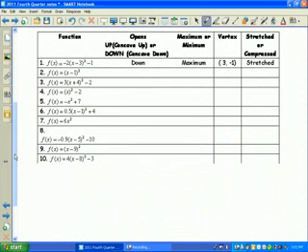So quickly, as a refresher, if you had a parabola that opens upwards, okay, you're going to have that lowest point. So that lowest point is going to be my minimum. If you have a parabola that opens downwards, you're going to have your highest point. So that's going to be your maximum or your max. So let's see if we can go through this.